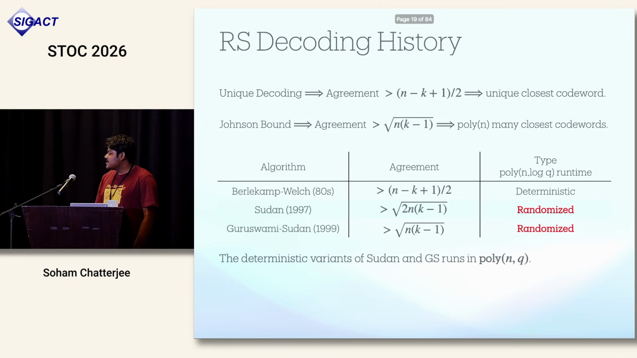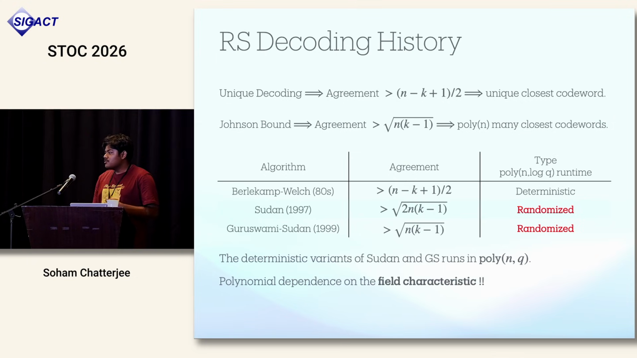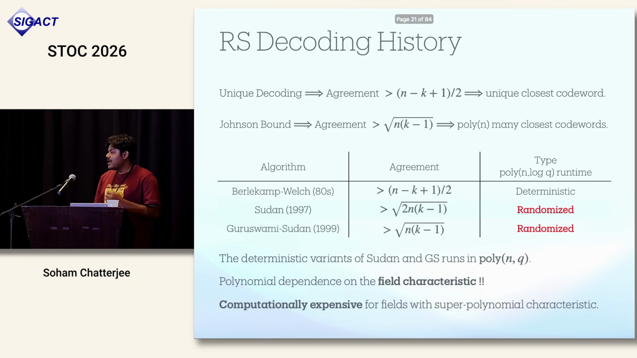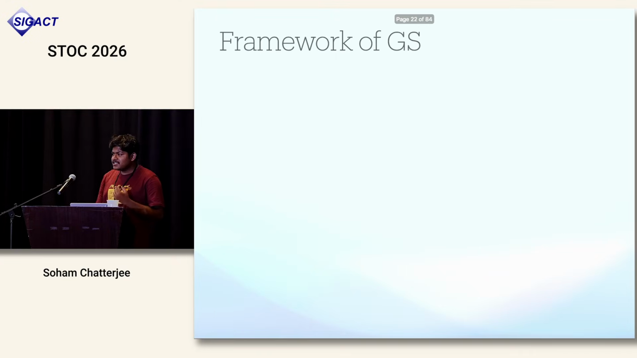The main problem is that if we just take the deterministic variant of these two algorithms, the running time becomes polynomial in n and q, which is a polynomial dependence on the field characteristic. So if the original field where you took the distinct points had super polynomial field characteristic, then your runtime becomes very high. So the question is, can you have better algorithms? First, let's see how those two algorithms work.